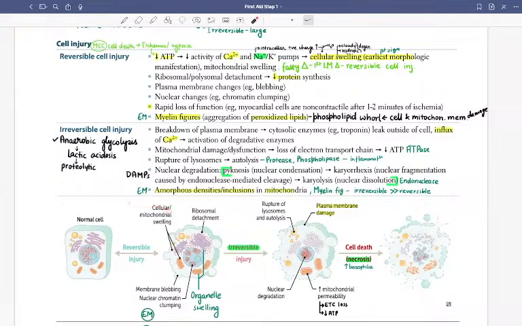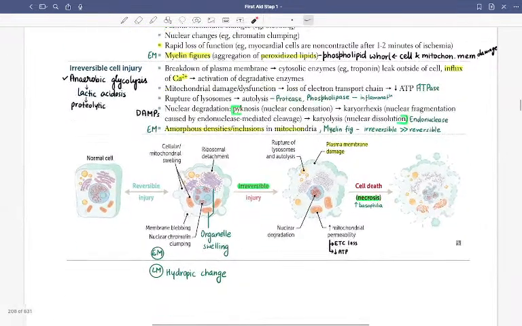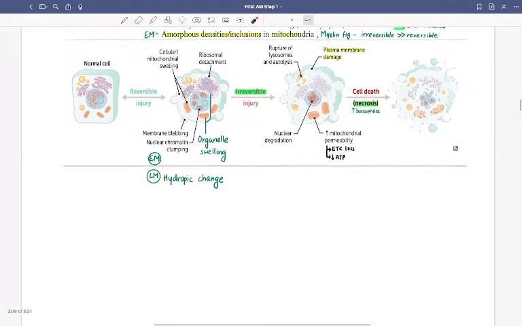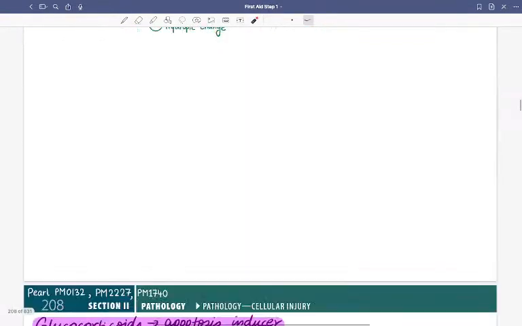And the electron microscope finding: before it was what? Myelin figures with peroxidized lipids. Here it is amorphous densities, including in the mitochondria. Myelin figures are more in irreversible than in reversible. Done. Great. And we also have hydropic change in reversible.